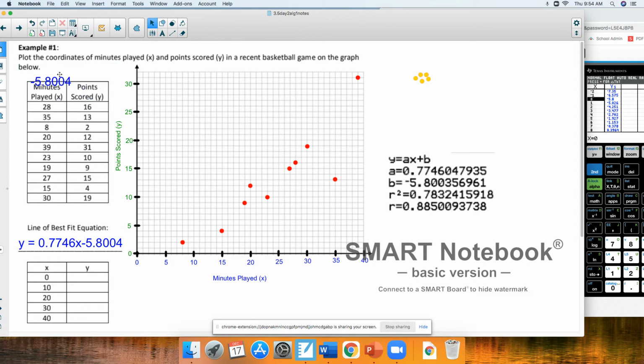Oops. And so that's going to be right here. I don't really have that on my screen, so I won't be plotting that one necessarily, but I will try to get to the rest of them.